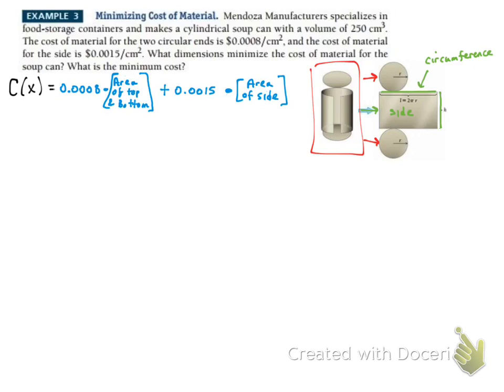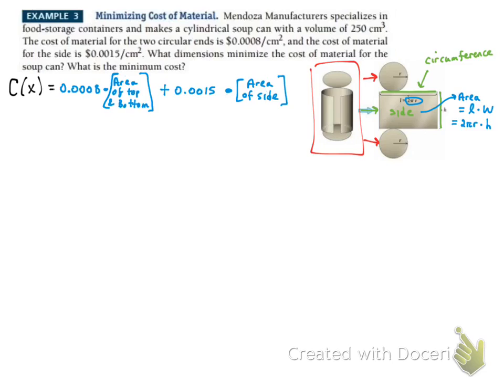You can recall that the formula for the circumference of a circle is just 2 pi r. So we have the length is 2 pi r, and the height we'll just use h to represent. We know the area of a rectangle is just length times width. So substituting the values for the length and the width, the area of the rectangle, or the side piece, is 2 pi r times h.